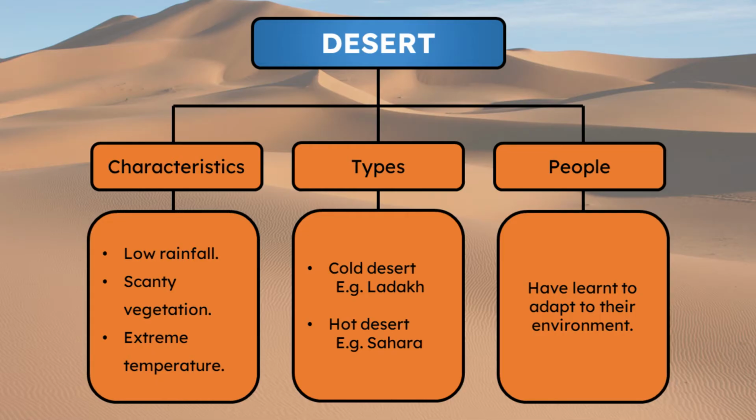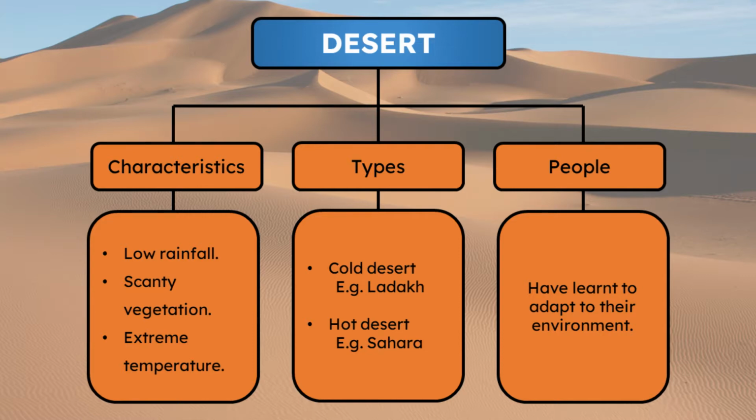So in the first slide, we are going to see what is a desert. Deserts are places which usually have these three characteristics. They have very low rainfall, they have scanty vegetation. Scanty vegetation means there is little to no amount of flora, that is plants, present there, and then there will be extreme temperature. It might be extremely hot or it might be extremely cold.